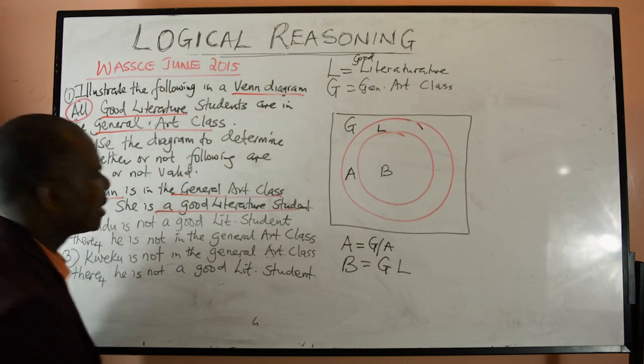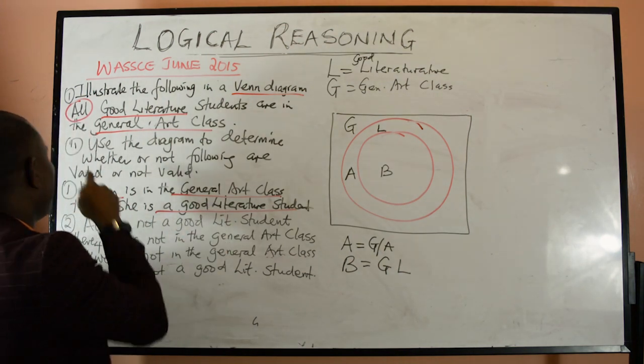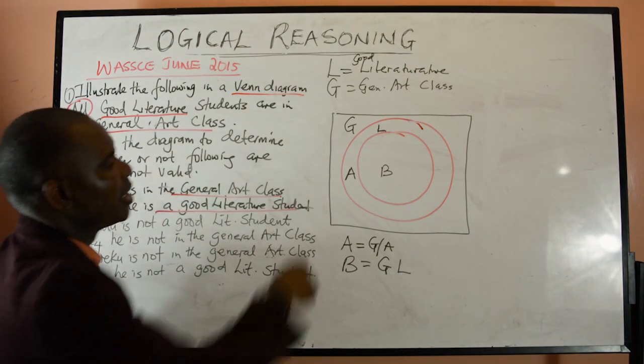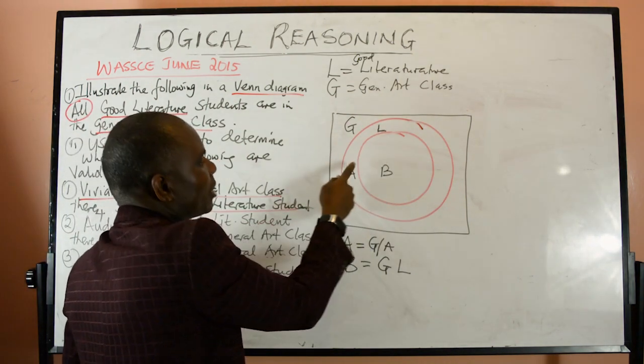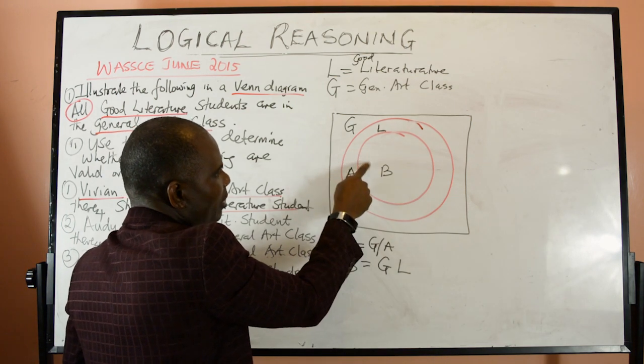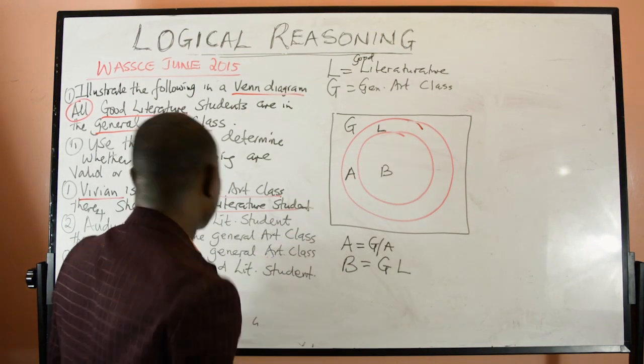So being inside the general art class does not make Vivian a good literature student, because in the general art class you have a portion that is not literature. They are not doing literature, they are inside here, but they are not inside the literature circle. So this statement becomes invalid.